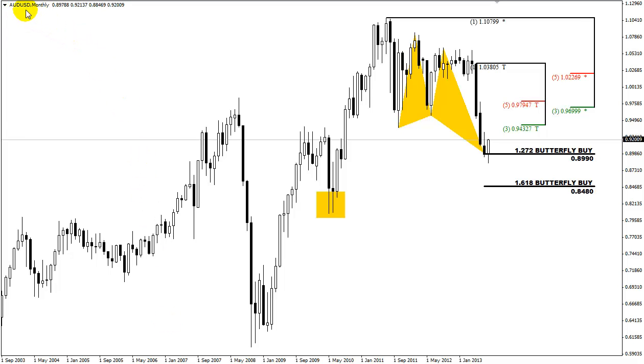This is the monthly chart of AUD dollar, and here we can see that the market has made this pattern, which is the butterfly buy, and right now the market reached the 127 extension of this butterfly.